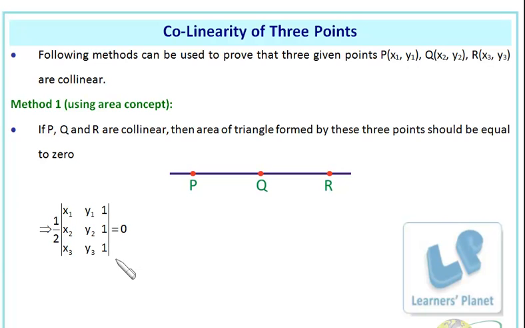Now if area of this triangle is 0, that means the triangle does not exist. That means the area of the triangle is 0. That means the triangle does not exist. That means these 3 points are collinear. Okay, so when the area of the triangle is 0, that means the 3 points are collinear.